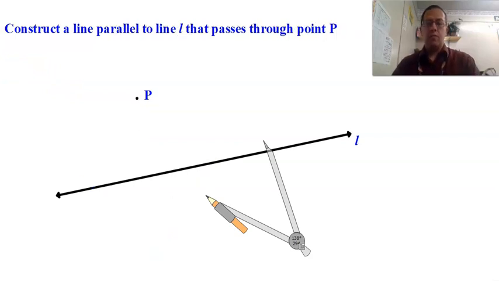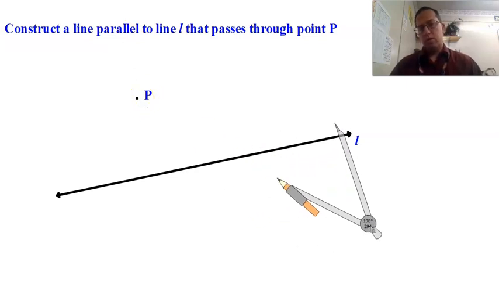All right, this next one we're going to do is a bit different. Instead of doing a perpendicular line, this time we're going to do a line that is parallel going through point P. And what we're going to do this time is not use perpendicular bisector, because we don't want a perpendicular line, we want a parallel line.